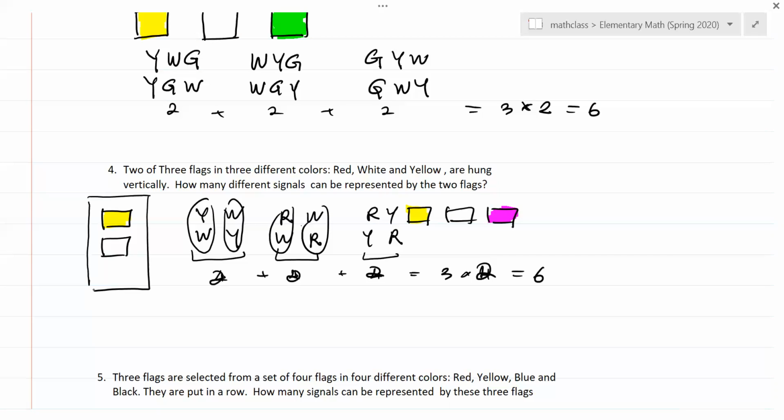Okay. But would it be no different if we select 2 of 3 flags or 2 of 4 flags or 2 of 5 flags? Oh, 2 of, no, you cannot say 2 of flat.